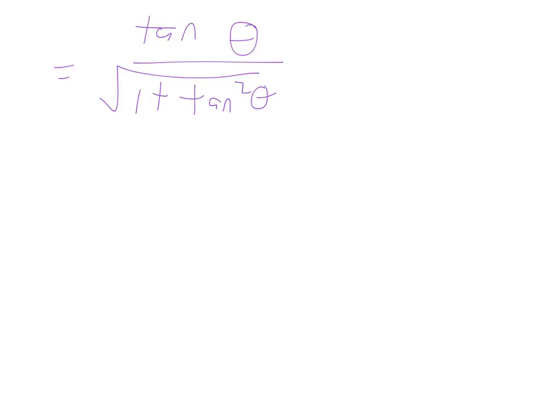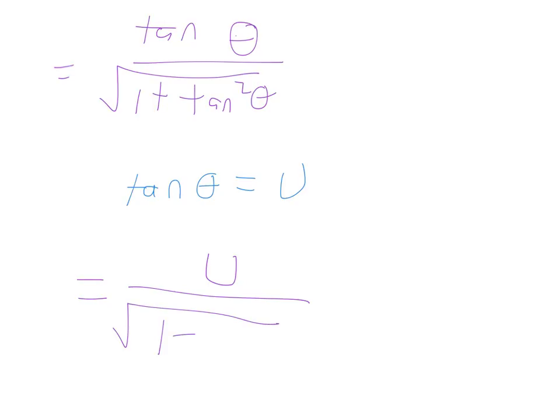And remember, the reason we have it in terms of tangent is, remember, we have tangent of theta is equal to u, so now we can put it in terms of u. Instead of tangent of theta, we have u, and then we have square root of 1 plus, instead of tangent squared, it would be u squared.